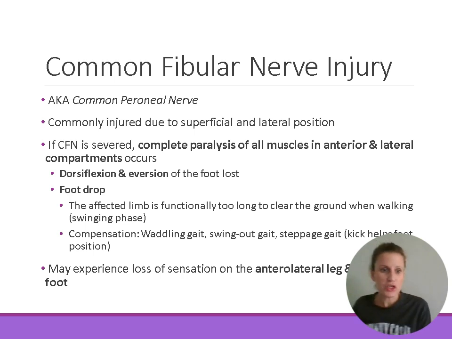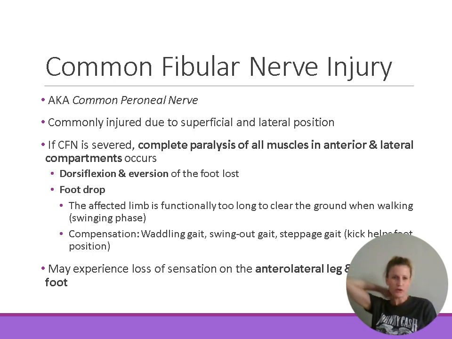Common fibular nerve injury, or this is also called the peroneal nerve, is the most common nerve injury in the leg. The reason for this is the position of the nerve as it passes down into the leg. The common fibular nerve winds laterally around the fibular neck, which is the proximal part of the fibula up top by the knee. It winds laterally around the fibular neck in the subcutaneous area, so it's really close to the surface.